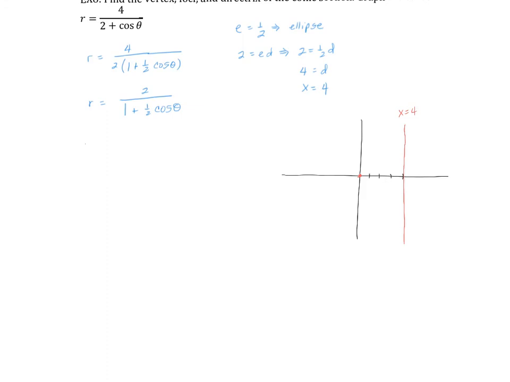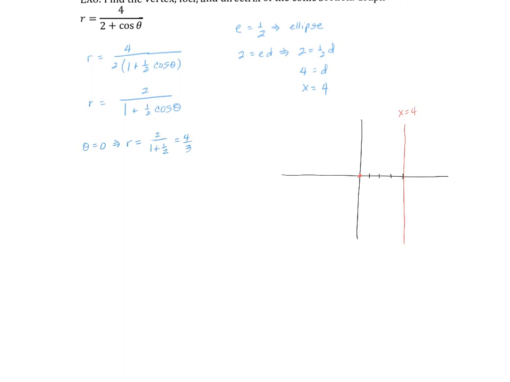I'm going to start out with theta equal to 0. Okay? So if theta is equal to 0, remember polar coordinates, we start with theta equal to 0 and we go counterclockwise some distance r. If theta is equal to 0, that means r is equal to 2 over 1 plus 1/2, because cosine of 0 is 1. Simplifying this and doing the algebra, I'll get 4/3.